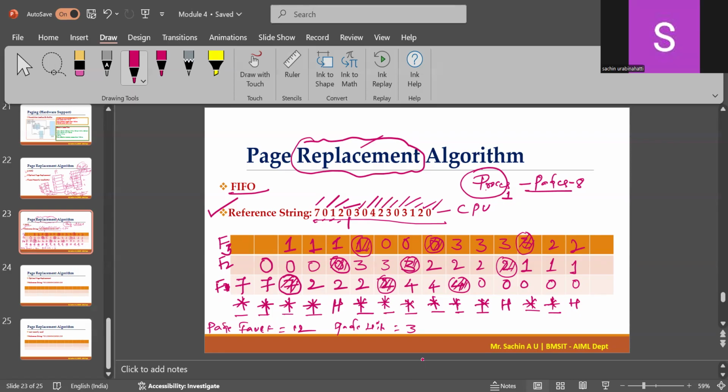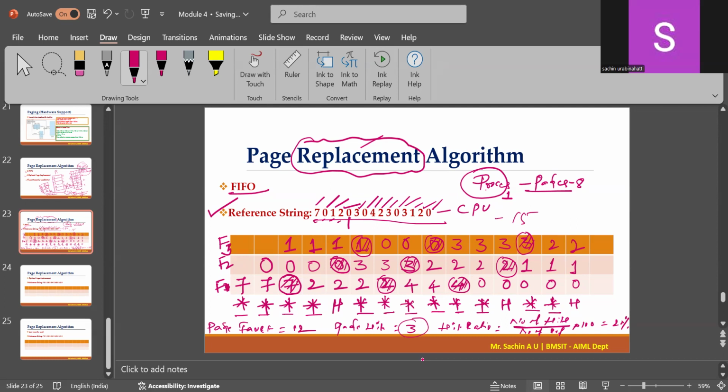They may ask you also the ratio of page hit and page fault. So hit ratio is calculated by the formula. The hit ratio formula is: number of hits divided by number of references, into 100. Number of hits are how much? 3. Number of references are how much? 15. So 3 divided by 15 into 100, which is equal to 20%. So hit ratio is 20%.